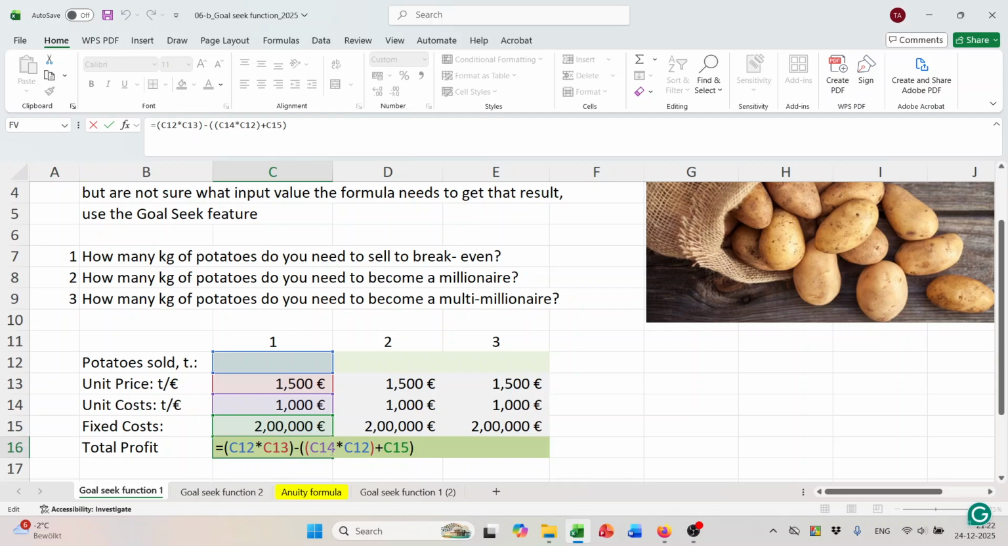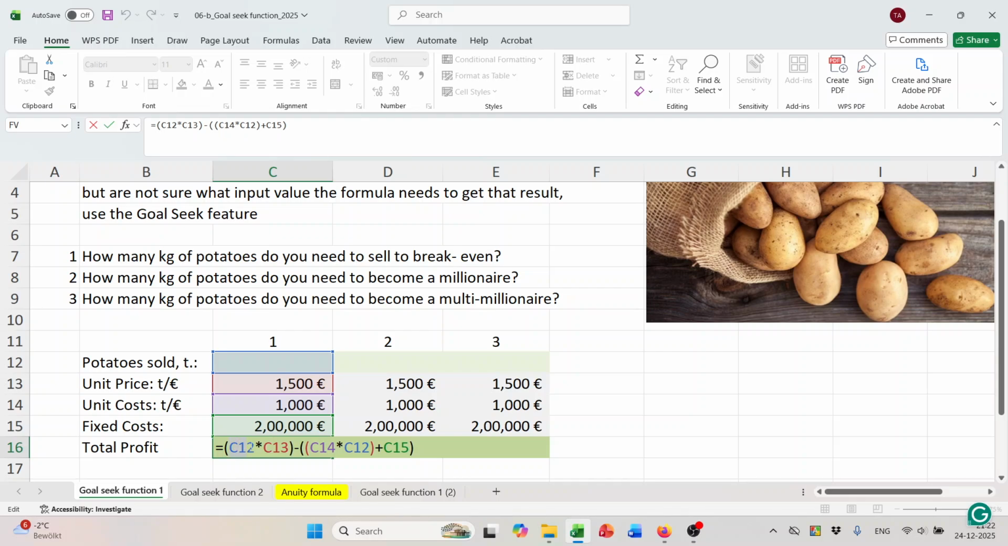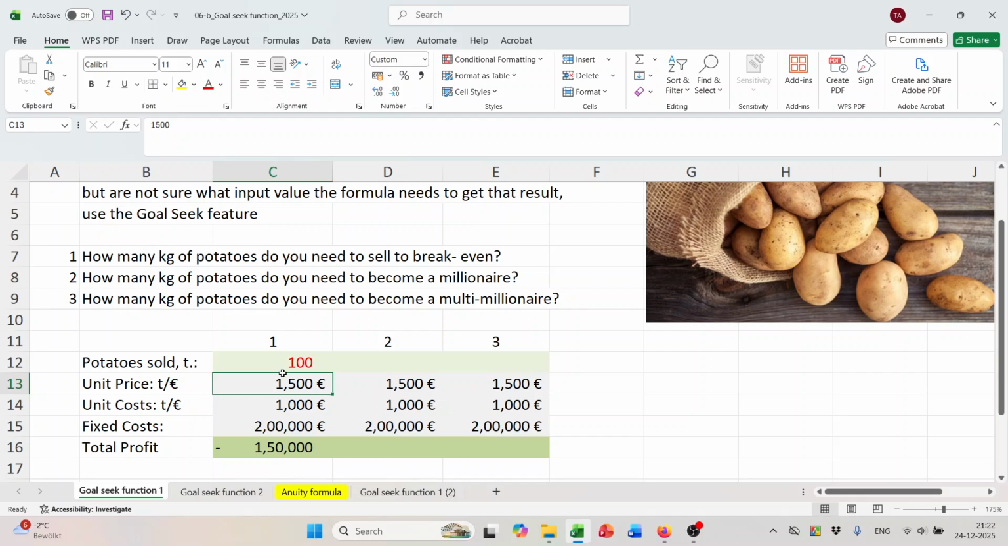So here you can see that this formula consists of several arguments, and the result of this formula depends on these arguments. So if I change any argument, the result will also change. So let's see, if I give 100 here, the result is changing. If I give 200, the result is changing. If I give 1500, the result is changing.